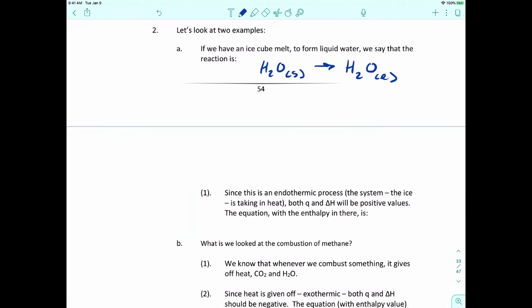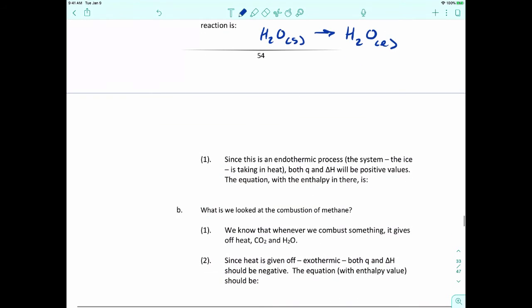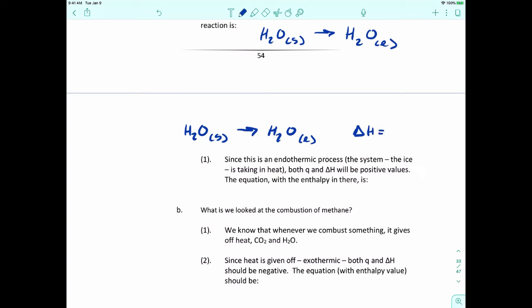So to incorporate the enthalpy into this reaction, there's two different ways of writing this. We could say this, that we can take the reaction that solid water becomes liquid water and say that delta H is equal to a positive 6.01 kilojoules per mole. Okay, so this is a standard chemical equation.